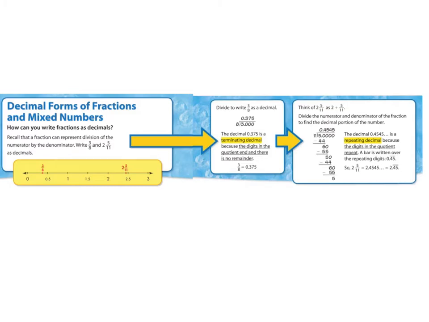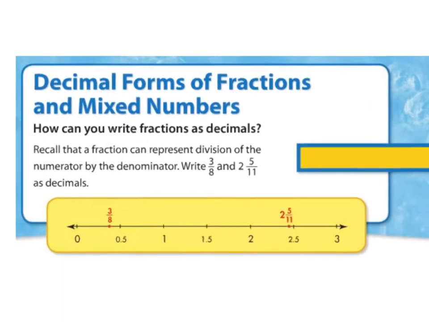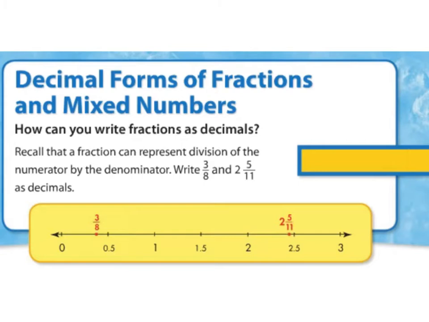Let's zoom in on the example. Alright, decimal forms of fractions and mixed numbers. How can you write fractions as decimals? Recall that a fraction can represent division of the numerator by the denominator. So write 3/8 and 2 and 5/11 as decimals. So how do we get these as decimals?